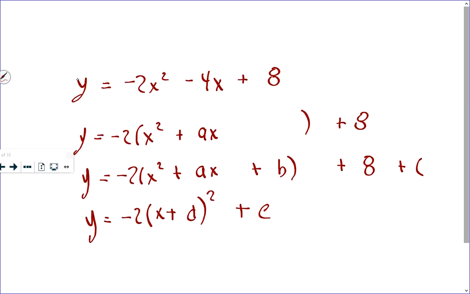A would be 2, because when you factor the negative 2 out of the negative 4, you get 2. B would be 1 because you have to take half of 2, which is 1, and square it, so you would get 1. C would be another 2 because you have to multiply this negative 2 by this 1 to see that you've subtracted 2, so you need to add 2. D would be 1 because it's half of the coefficient of x. And E would be 10 because it's the sum of the 8 and the 2.